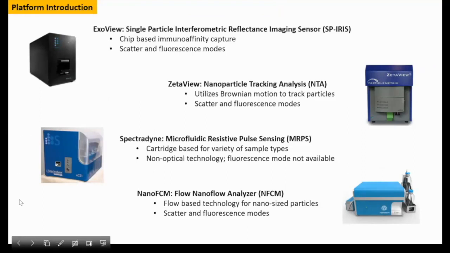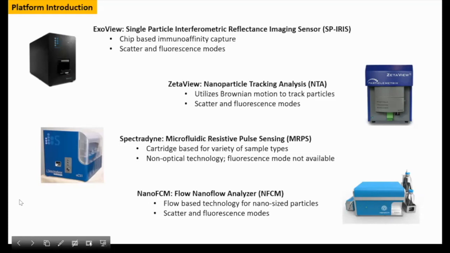The first that we used was single particle interferometric reflectance imaging sensor, or SP-IRIS, which is essentially a platform that captures the particles onto a chip by affinity reagents, which in our case were antibodies, to surface antigens. After these particles are imaged for sizing and counting, then fluorescence detection may be done for up to 3 channels for surface antigens or internal molecules following fixation and permeabilization protocol.